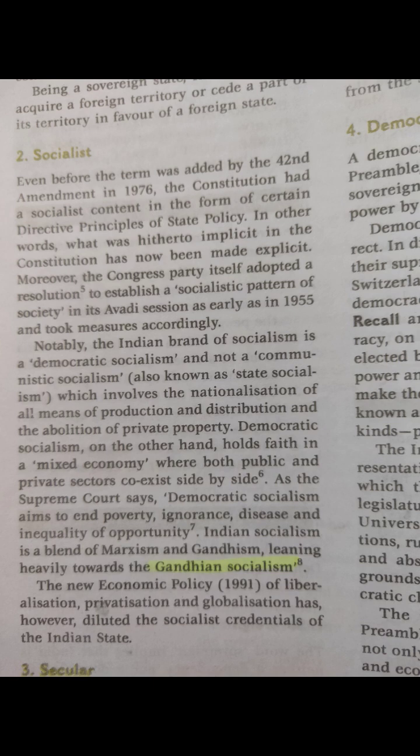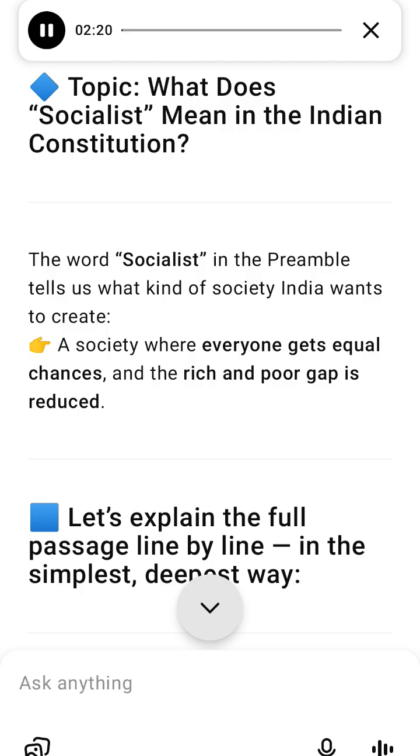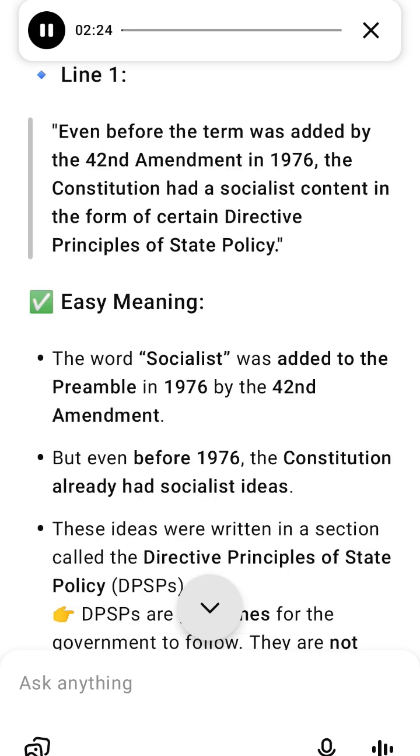Topic 4. Congress Party and early support for socialism. In 1955, at its Avadi session, the Congress Party passed a resolution, an official promise, to build a socialistic pattern of society. This meant giving land to poor farmers, setting up government industries, controlling prices of goods. This shows that India committed to socialist goals even before the word socialist was written in the Preamble.